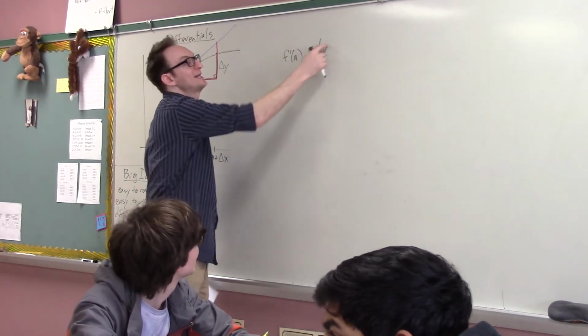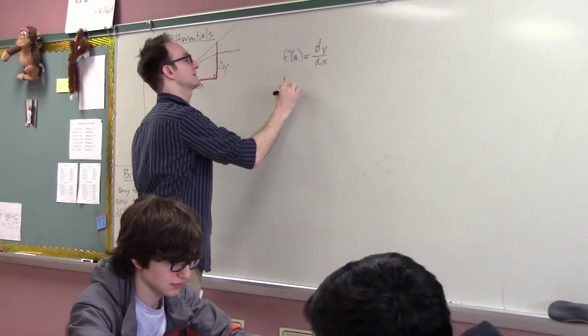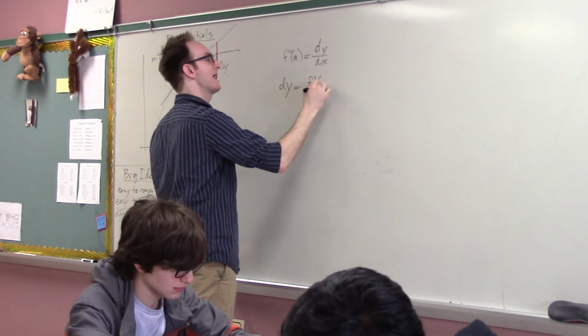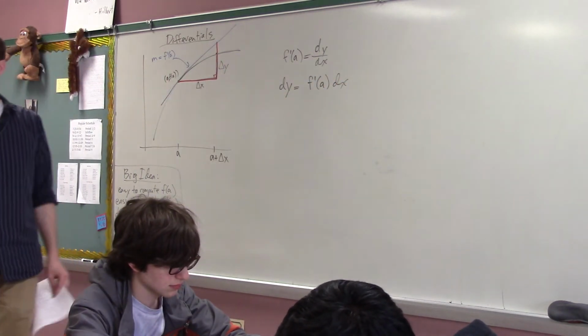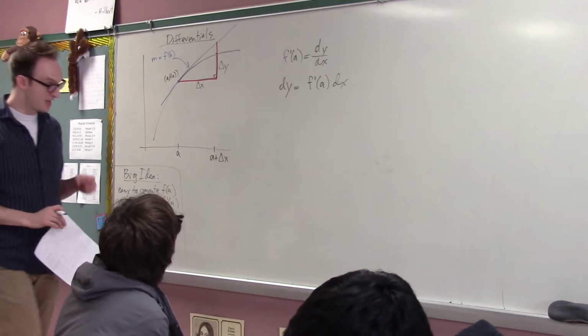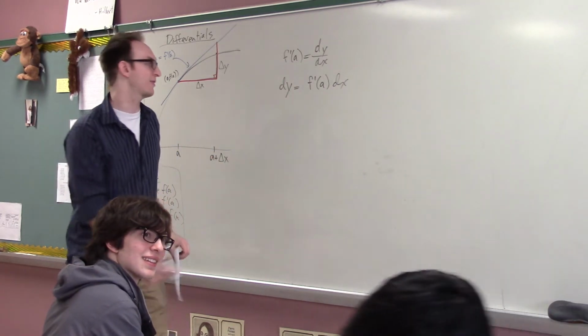I'm just going to treat these things as if they are fractions this afternoon. And I'm going to just multiply both sides by dx. And I get that dy is f prime of a dx. All right, you should be recoiling in horror from this terrible blasphemy. I am suddenly splitting up a limit as if it's a thing, even though they're not things.